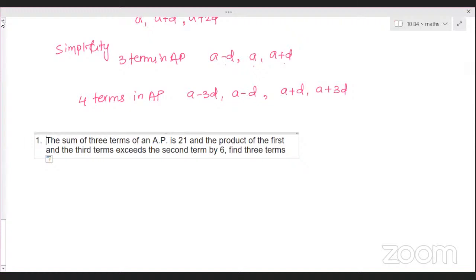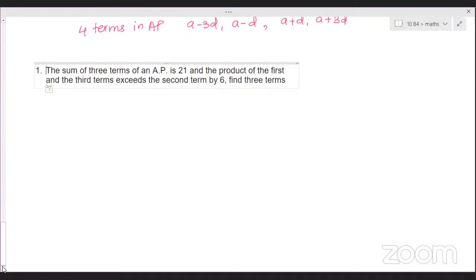Sum of 3 terms of an AP is 21. Product of the first and third term exceeds the second by 6. So here they have given 3 terms in AP. So let the 3 terms in AP be A minus D, A and A plus D. Now check the relation between them, 2 equations. Sum of these 3 terms is 21.